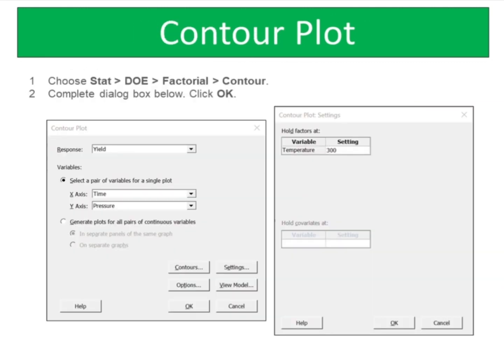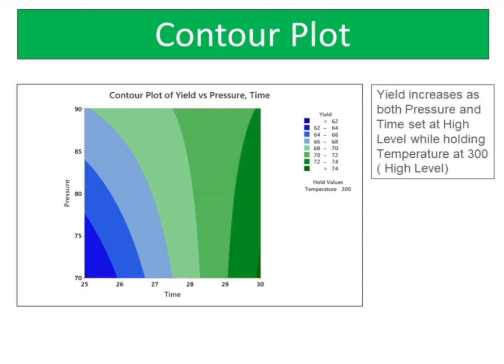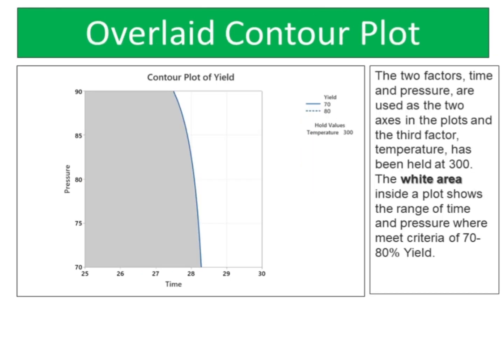1. Choose Stat, DOE, Contour. 2. Complete the dialog box below. Click OK. Yield increases as both pressure and time are set at high level while holding temperature at 300. The two factors, time and pressure, are used as the two axes in the plots, and the third factor, temperature, has been held at 300. The white area inside a plot shows the range of time and pressure that meets the criteria of 70 to 80% yield.